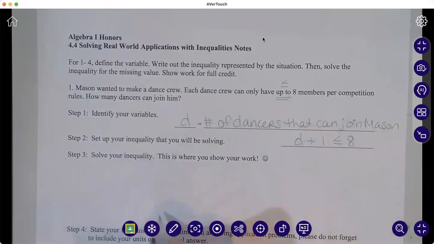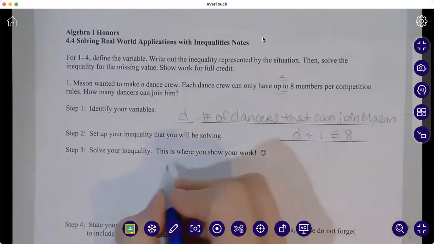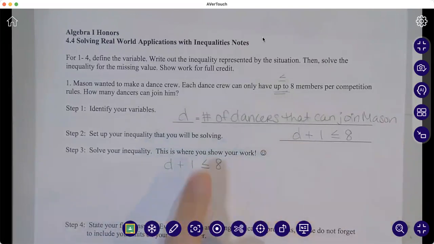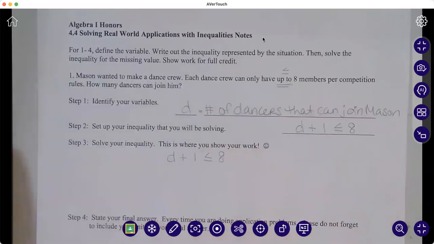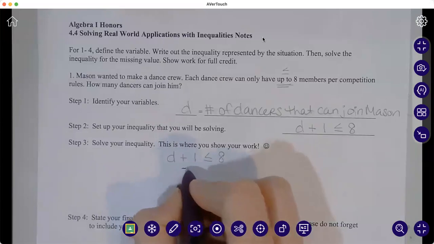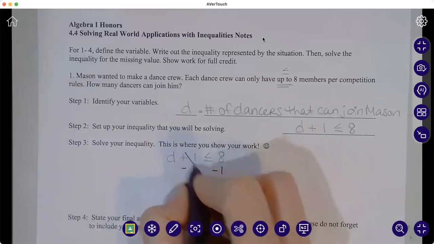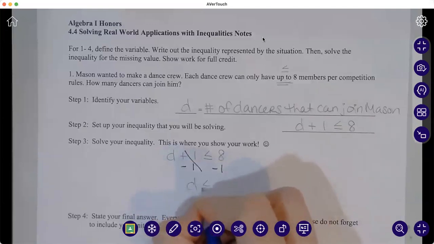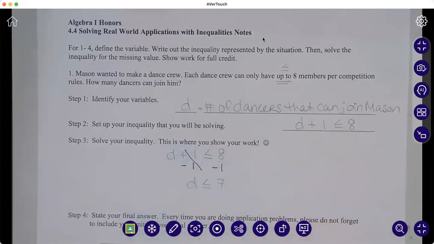Now we're going to solve. This is where we have to show our work. So we're going to rewrite the inequality that we just wrote down, and we're going to show our work to solve. So we're going to subtract 1 from both sides. And we get D is less than or equal to 7.